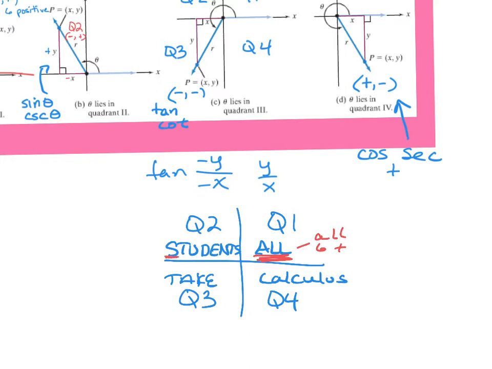The S in Students, in quadrant 2, stands for sine and its reciprocal. The T in Take stands for tangent and cotangent. These are the only ones that are positive, by looking at that first letter. And then the C in Calculus is for cosine and its reciprocal. So in each of the other 3 quadrants, there are always only going to be 2 that end up being positive. The other 4 will be negative. So a little trick to help you remember.